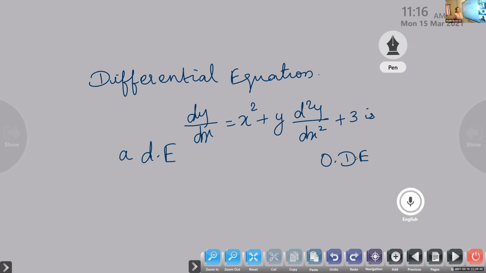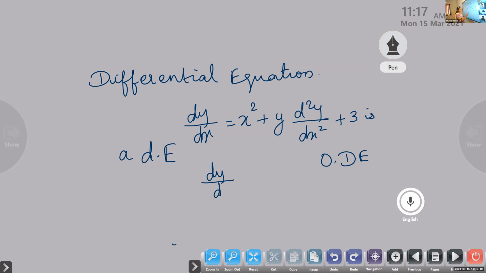Now look at this, children. Listen. So this is the differential equation. Which are the variables here? X and Y are the variables. What about the derivatives? Which are the derivatives you have here?